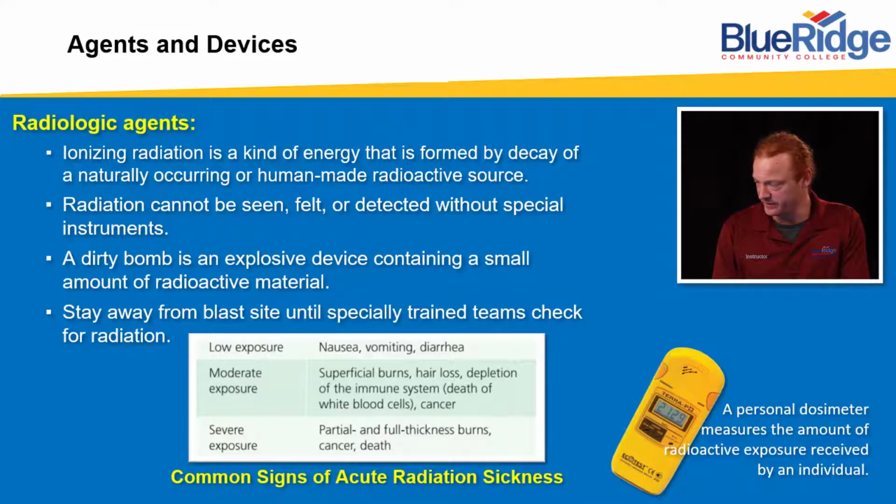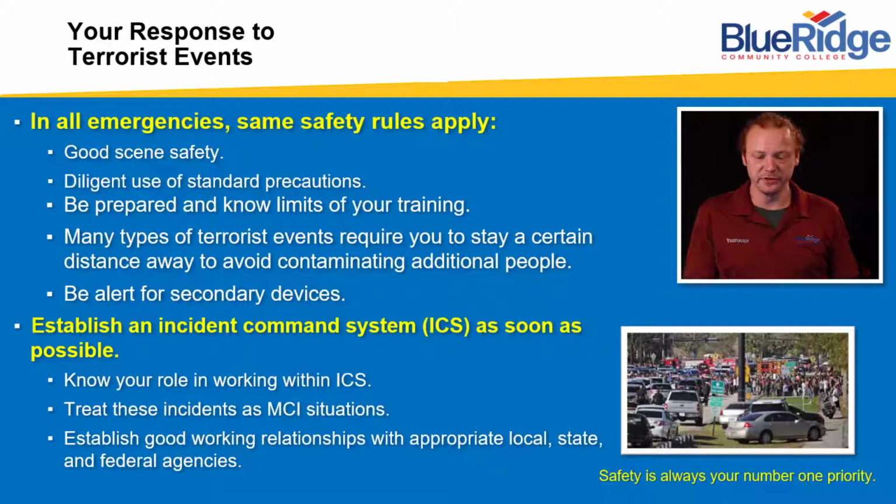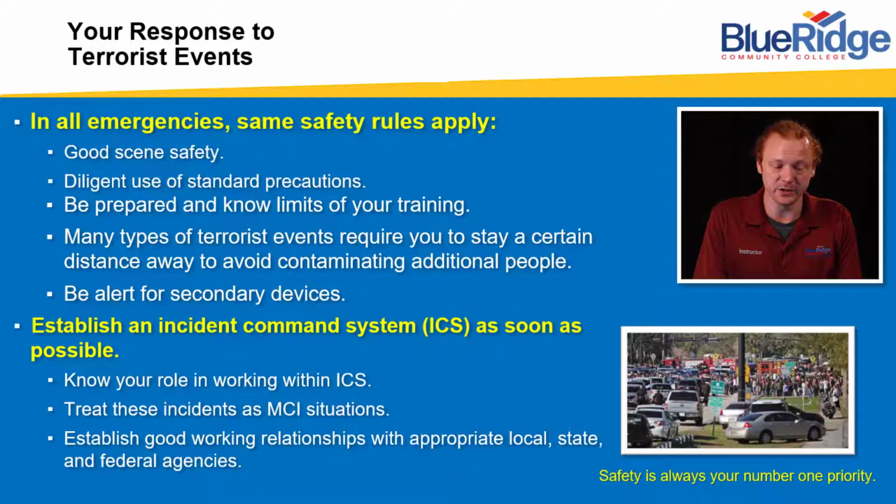One of those devices, which you can see on the bottom right of your screen, is a personal dosimeter. This would be carried by a technician who measures the amount of radiation in that area. And then we have some of the signs and symptoms of acute radiation sickness here in the center bottom of your screen. Emergency response personnel need to develop an all-hazards approach for managing terrorist-related emergencies. In all emergencies, the same safety rules apply: good scene safety, diligent use of standard precautions, and be prepared to know the limits of your training.